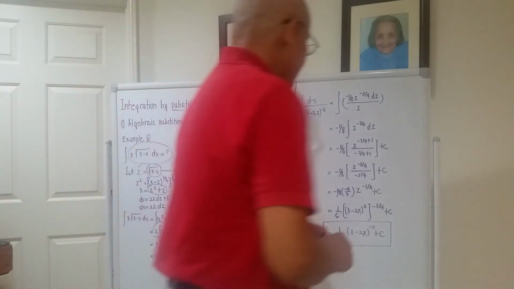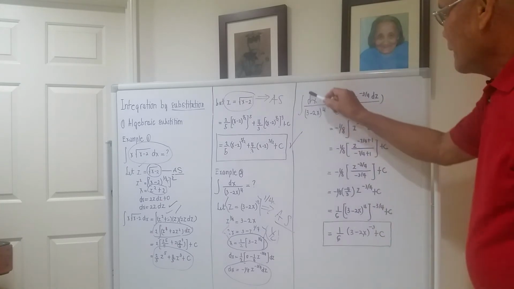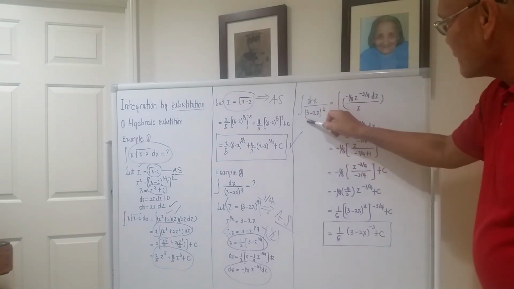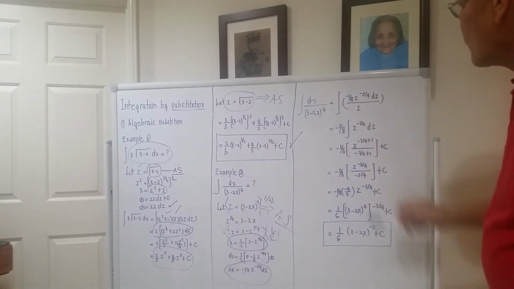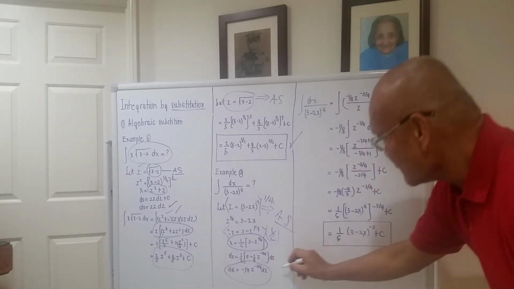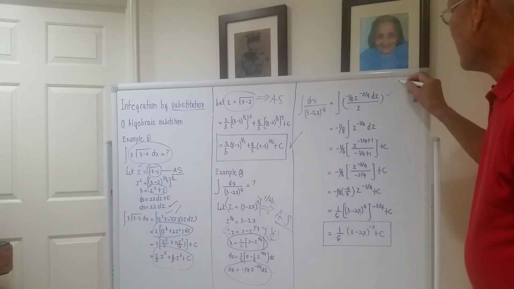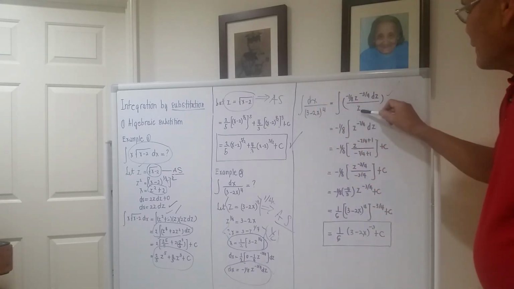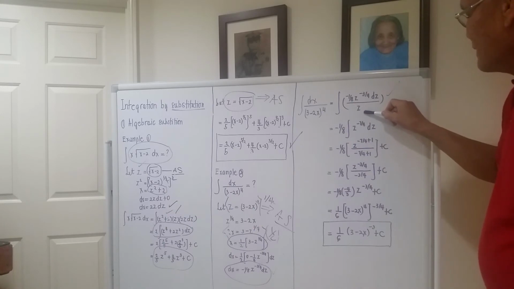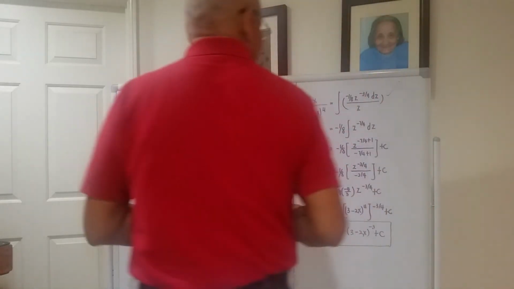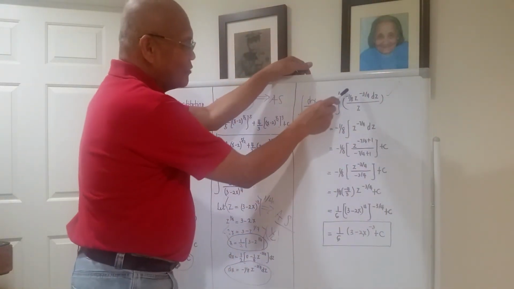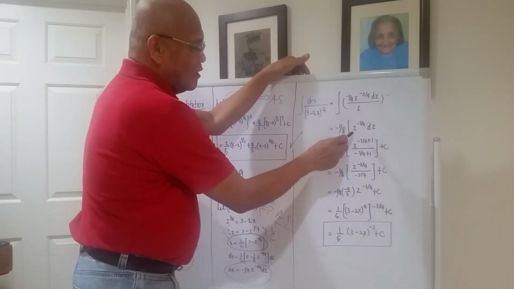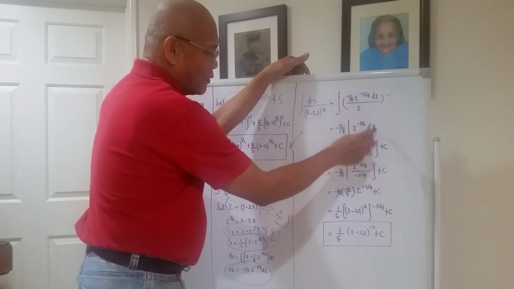Therefore, the integral of dx over (3 minus 2x) to the 4th power equals, what is dx? It is this. And what is the bottom portion? It is z. So simplifying, we get the negative 1/8 here. The integral of z raised to minus 7/4 dz.